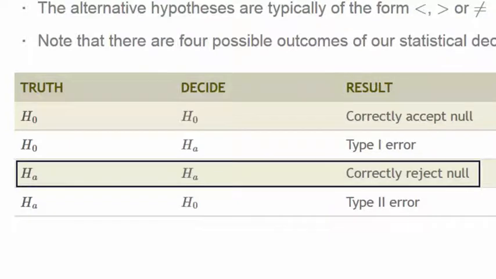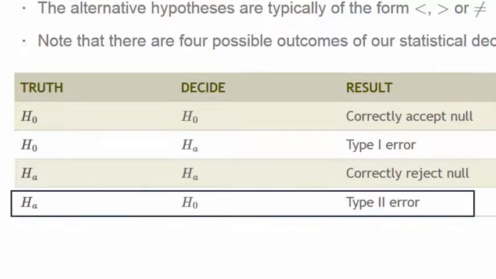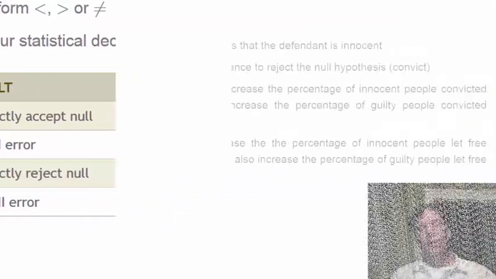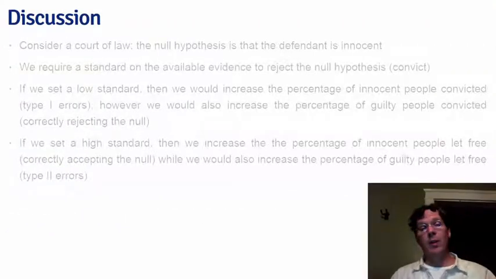If the truth is HA and we conclude HA, we reject the null hypothesis, then we've correctly rejected the null. And if the truth is HA and we decide H0, we've made what is called a type 2 error. The type 1 error rate and the type 2 error rate are related in the sense that as the type 1 error rate increases, the type 2 error rate decreases and vice versa.